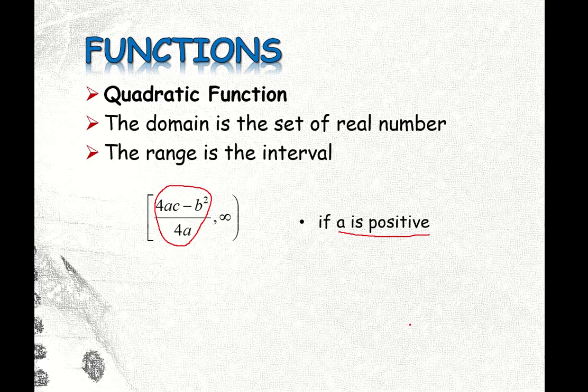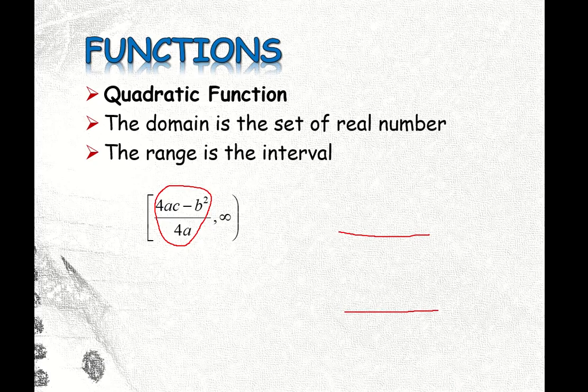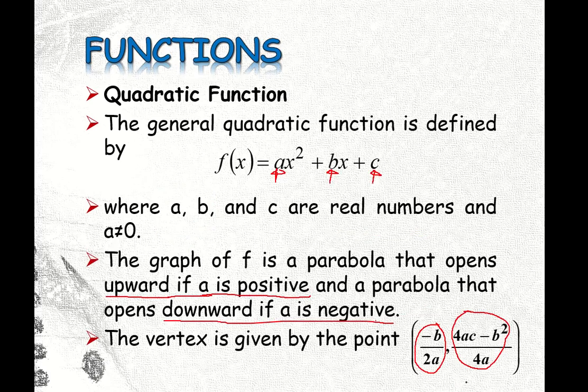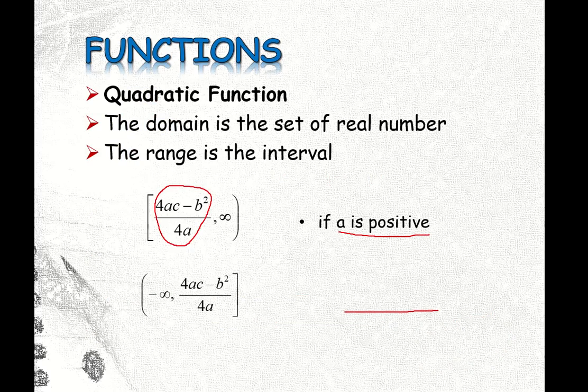Otherwise, if a is negative, it reverses. We have negative infinity on the left side, and the same value on the right, 4ac minus b squared over 4a. So it's very easy to graph the parabola, just knowing all this information. You can easily graph the parabola.